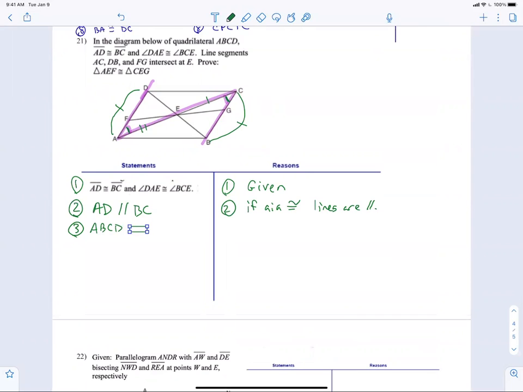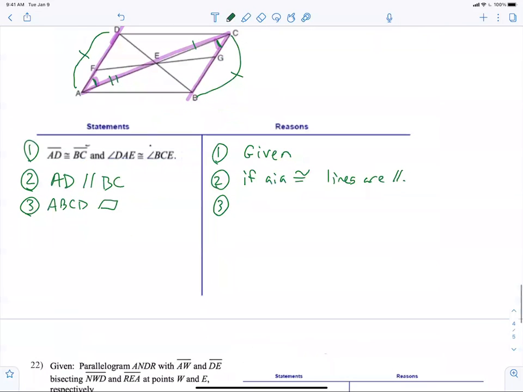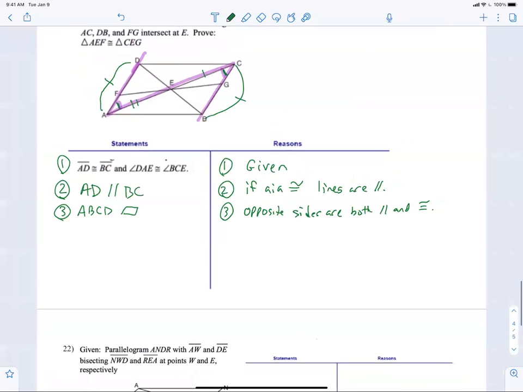Because when you have two sides that are congruent and parallel, ABCD is a parallelogram. And that's because opposite sides are both parallel and congruent. Okay, so now Harrison, it was you, right? What did you say now?